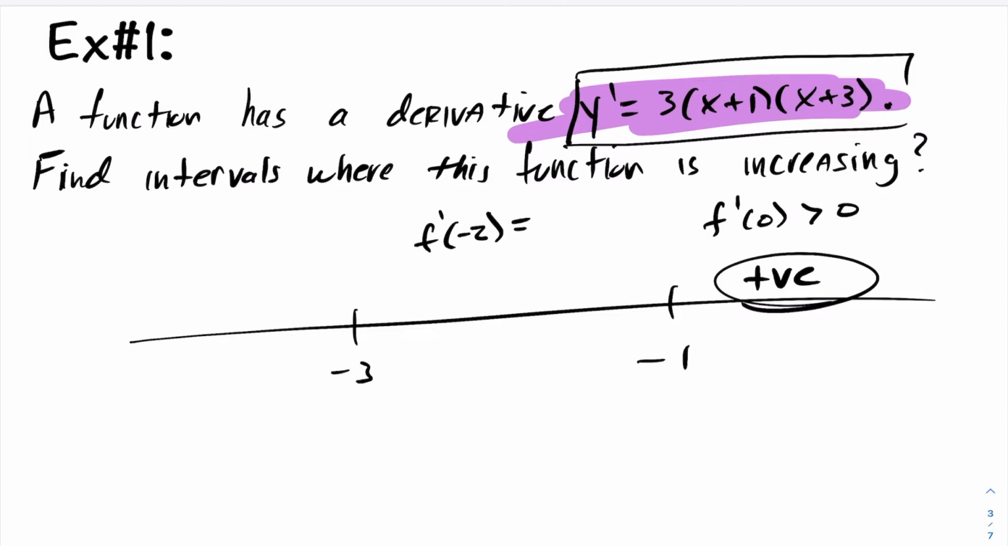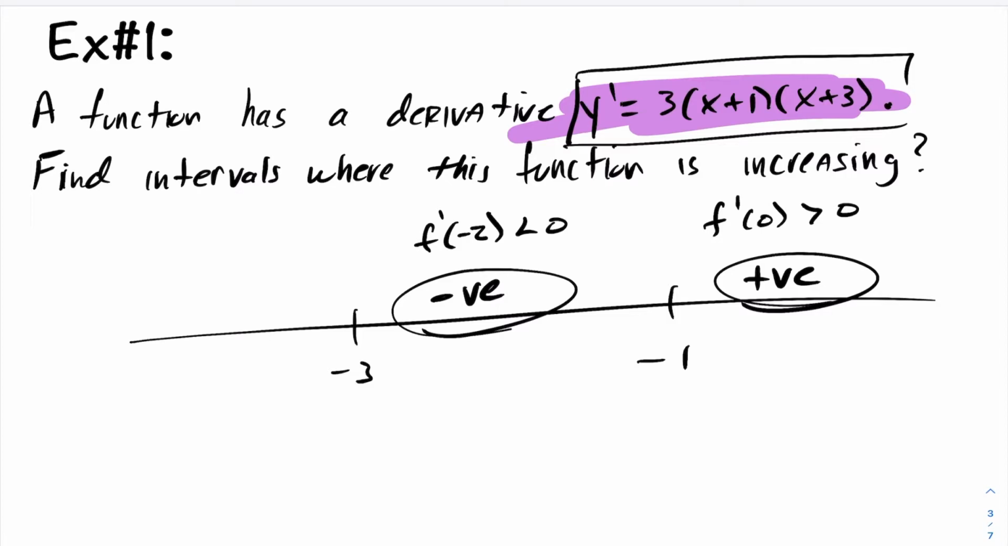If I evaluate my derivative at -2, we end up getting the derivative is less than 0. And now if my derivative is less than 0, that means on this interval, everywhere on this interval, the derivative must then be negative. And because of that, the function would now be decreasing.